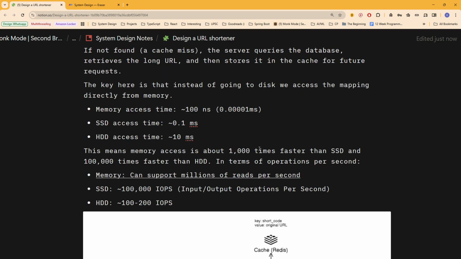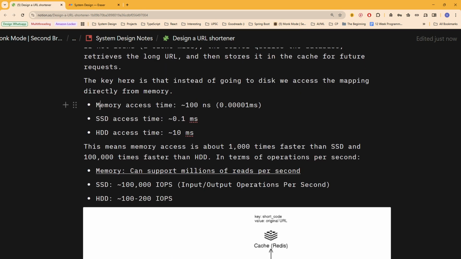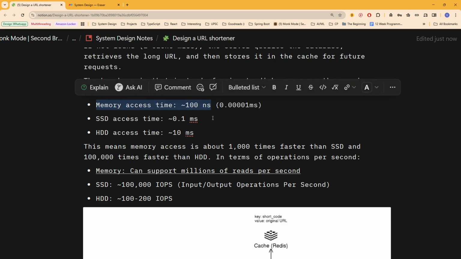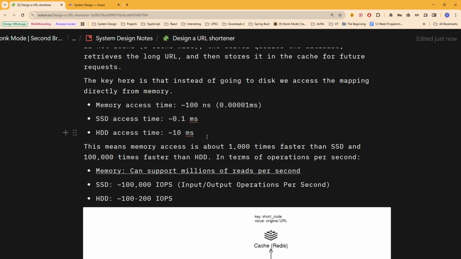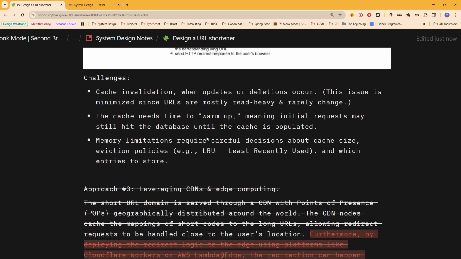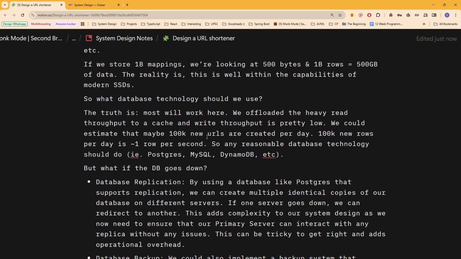These are just good-to-know things: memory access time is 100 nanoseconds, and SSD access time is 0.1 milliseconds. It's not really required, but it's good to know, and you will maybe sound smarter in an interview. So that is it, I think.